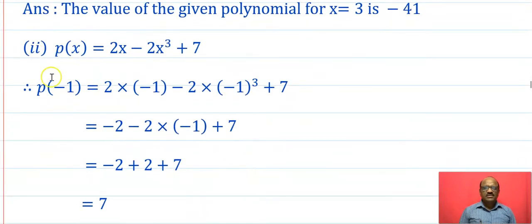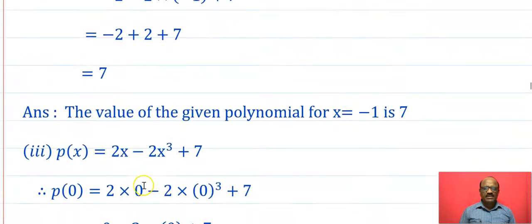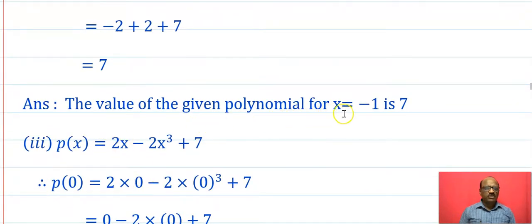Next is for x equal to minus 1, again the polynomial p of x is equal to 2x minus 2x cube plus 7. Replace x by minus 1: 2 into minus 1, minus 2 into bracket minus 1 bracket cube plus 7. And 2 into minus 1 is minus 2, minus 2 into minus 1 cube, minus 1 cube means what? Minus 1, plus 7. Minus minus multiplication is a plus, so plus 2. Minus 2 plus 2 get cancelled and overall you will get 7. The value of this polynomial for x equal to minus 1 is 7.